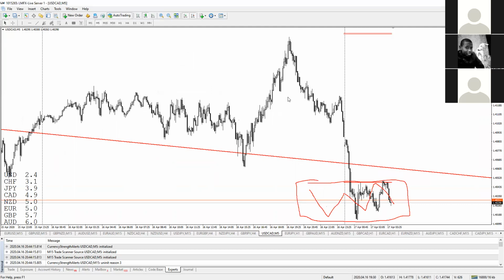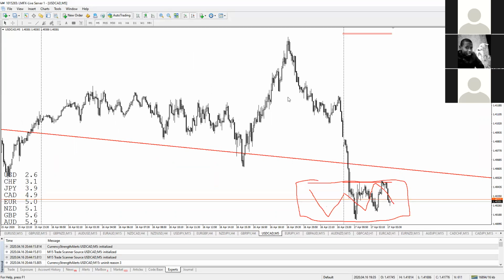So definitely, you're looking for those wicks on the candles. You're looking for the price to consolidate. You're looking for it to waver back and forth and get stuck. And that's when you know you have a good trade setting up. So yeah, absolutely, definitely looking for that price action and structure.